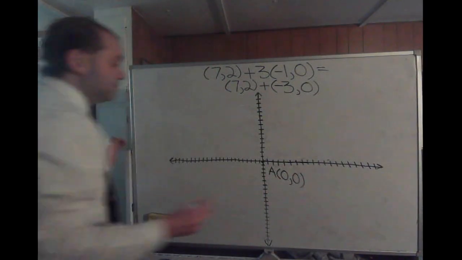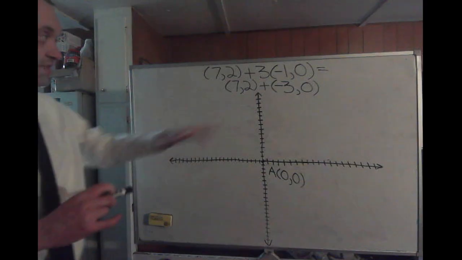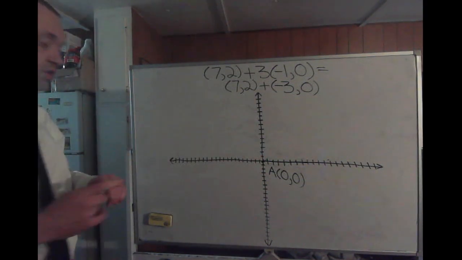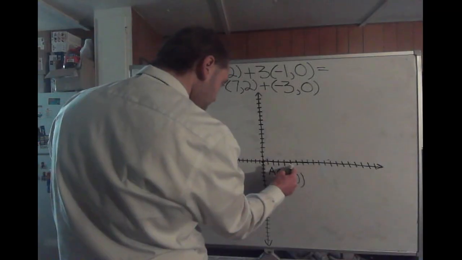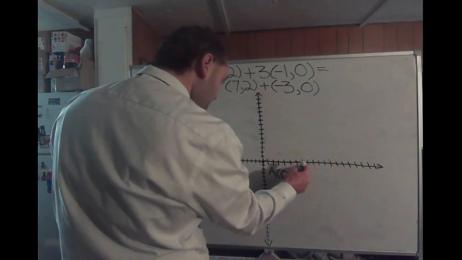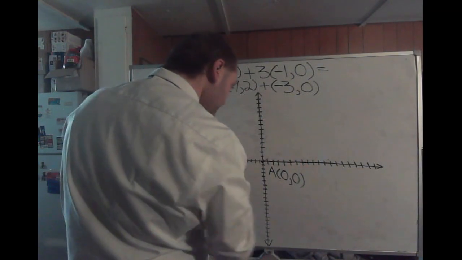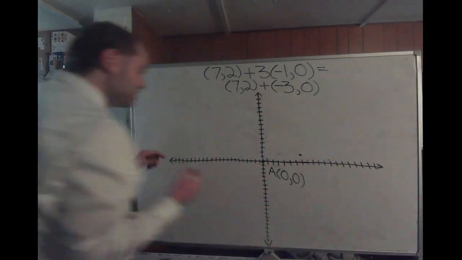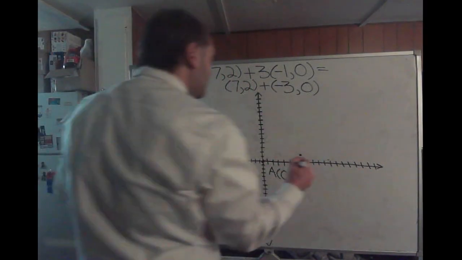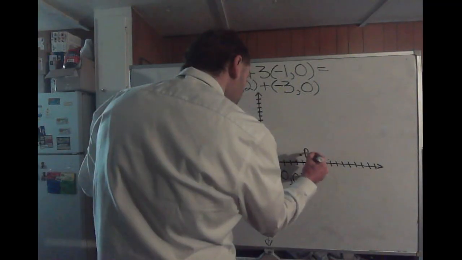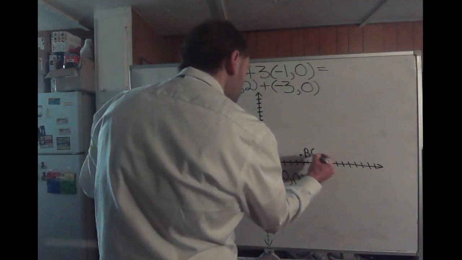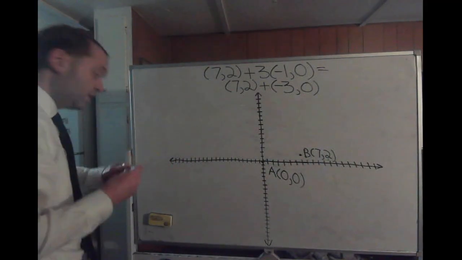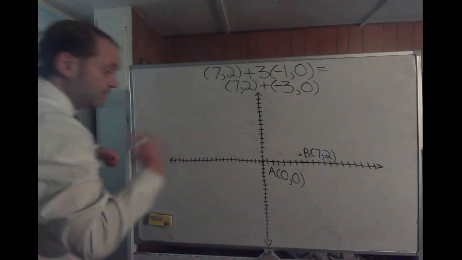So what about point B? Well, this first vector 7, 2 tells you to get from point A to point B, you have to go over 7 units, which would be right there, and then up 2 units, which would be right there. So there's my point B, which would put me at 7, 2 for the coordinate of that, and now I can go ahead and draw my arrow to denote the vector.